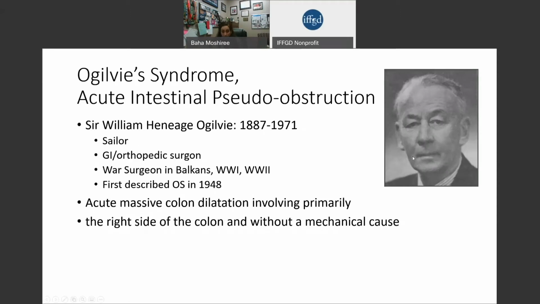This is Ogilvy's syndrome, named after the surgeon who was a war veteran in the Balkans and served in World War I and World War II. This orthopedic surgeon, also a GI, was a sailor as well. He defined this acute massive colon extension that can occur in some patients. Usually they're institutionalized or in nursing homes. There's a complete extension of especially the right side of the colon, and there's no mechanical cause to this.